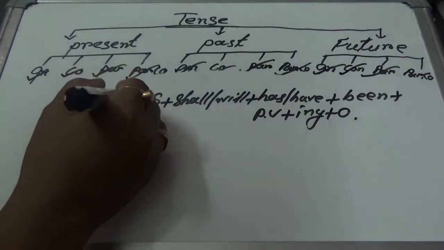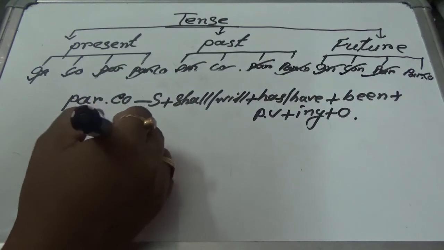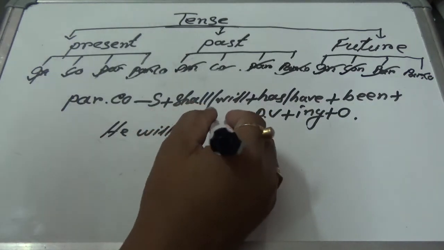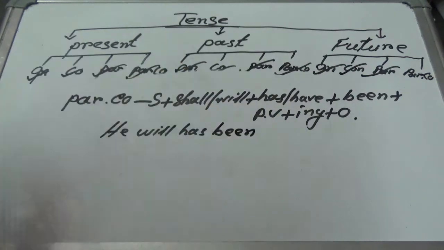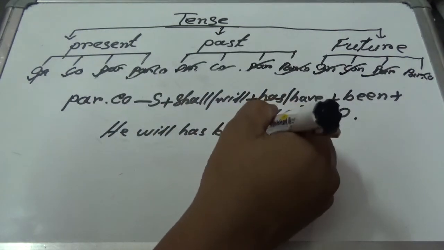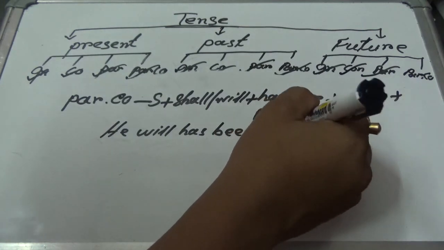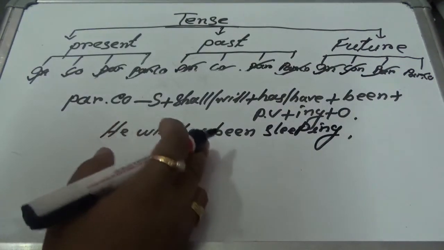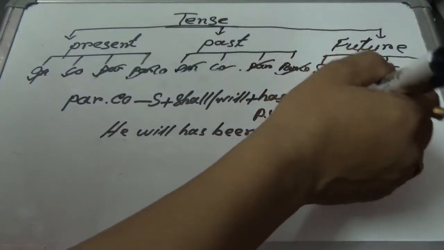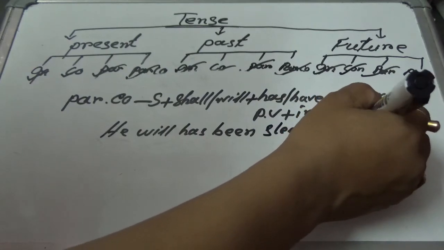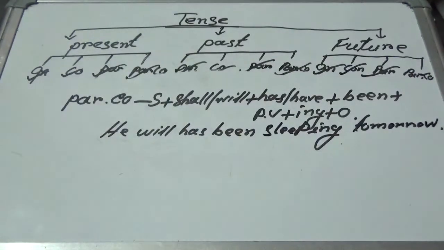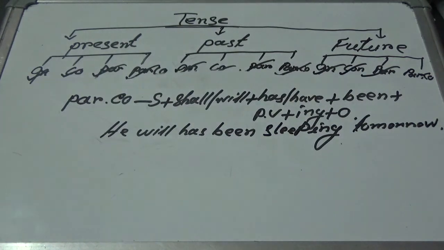So now try to make sentences. He will have been, any verb you can collect of your necessity. He will have been sleeping tomorrow. Like this, you can make sentences playing with the structure.